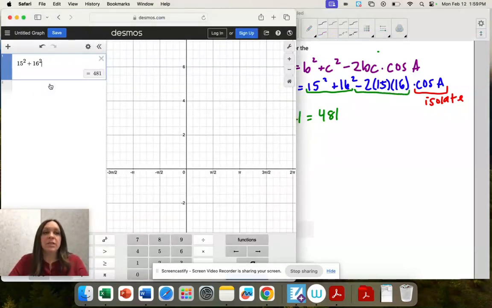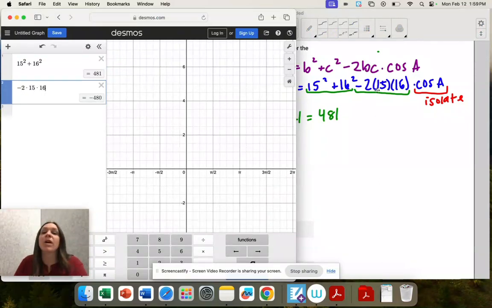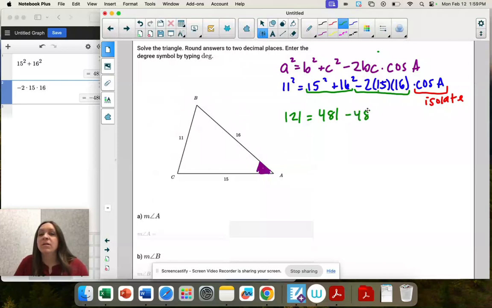Okay, now let's do this. Negative 2 times 15 times 16 is 480 times cosine of A. And I know right now you want to subtract these. You're like, oh, that's 1. Awesome, we're done. You cannot do that because you have to multiply first. Remember order of operations. Multiply first. Think of it as an x right here instead of cosine. You wouldn't combine those, right? So we have to get cosine of A by itself.